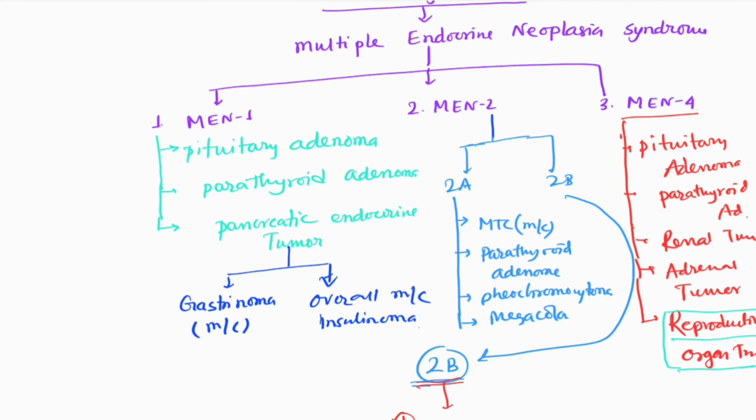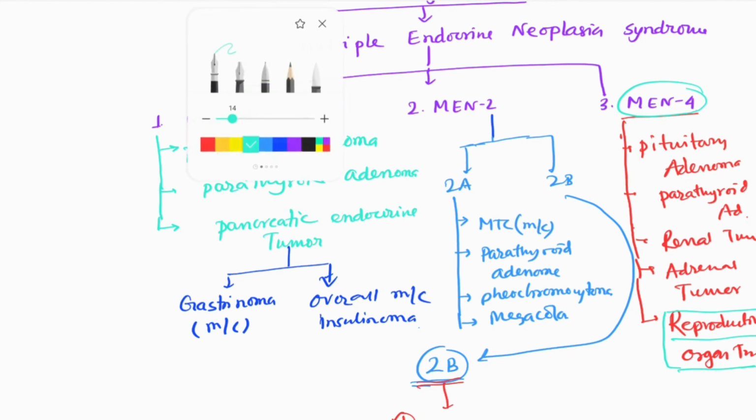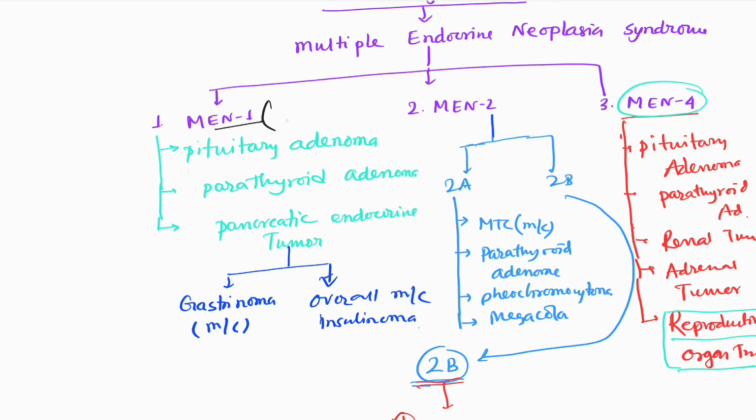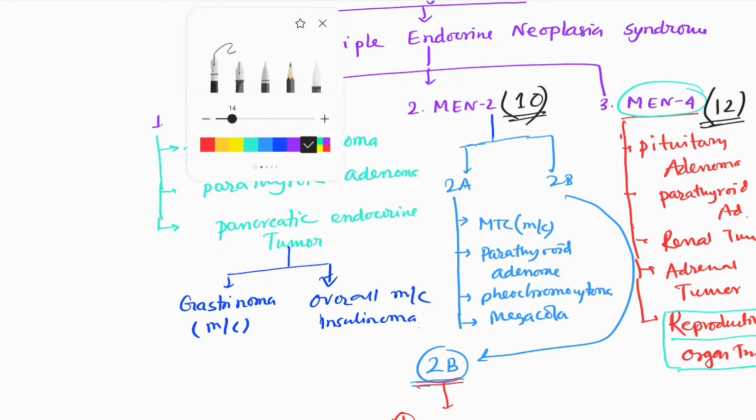Which type of the MEN syndrome? Answer is MEN 4. Okay, and also some questions come from the chromosome number about MEN syndrome. MEN 1 chromosome number 11, MEN 2 chromosome number 10, MEN 4 chromosome number 12. Very important questions for NEET PG and Central Institute examination.